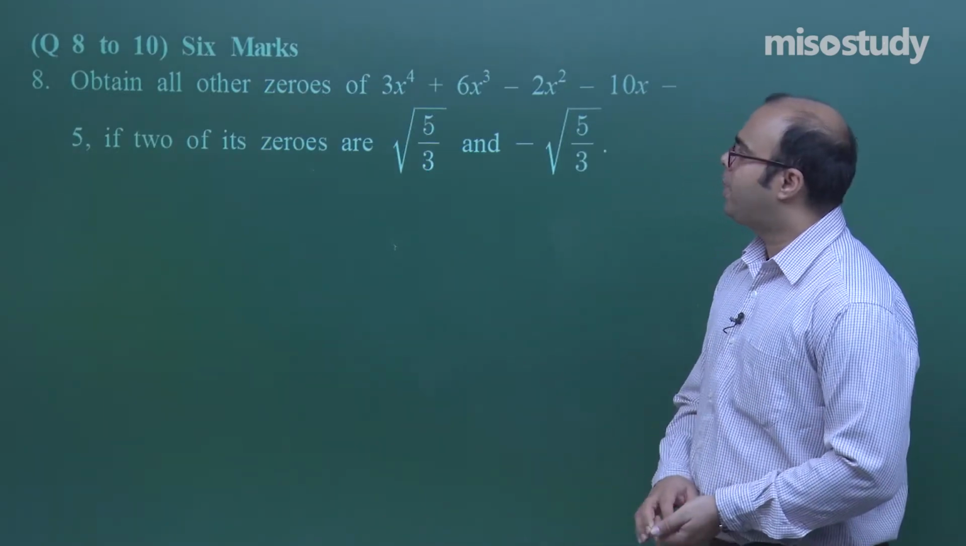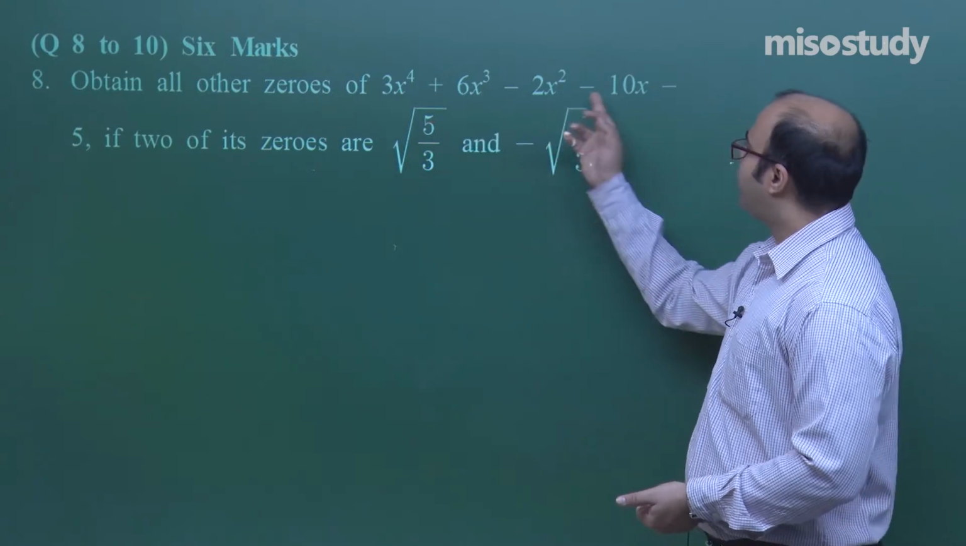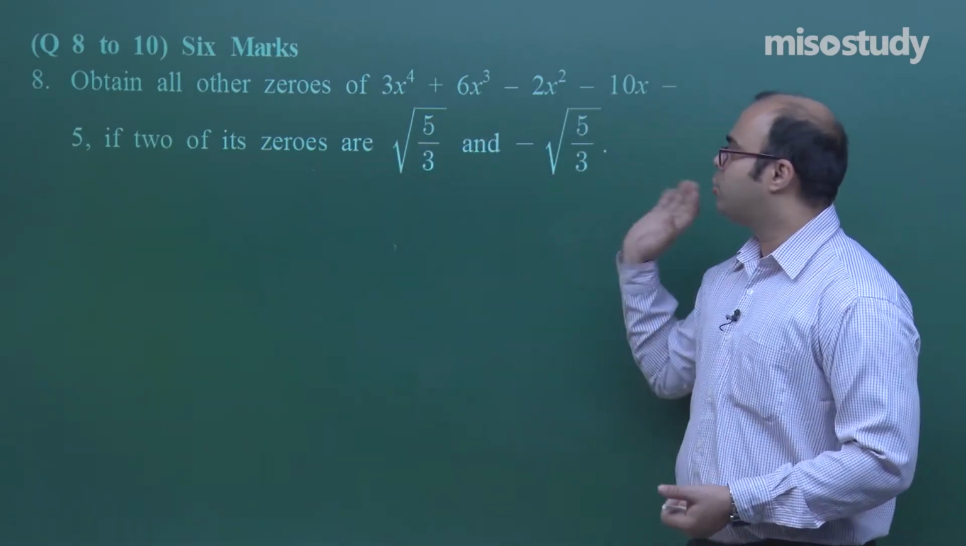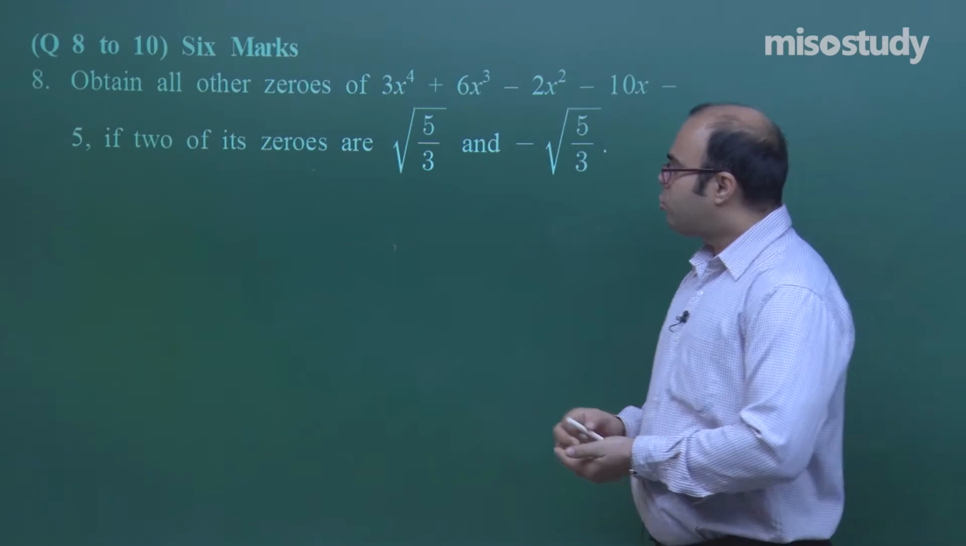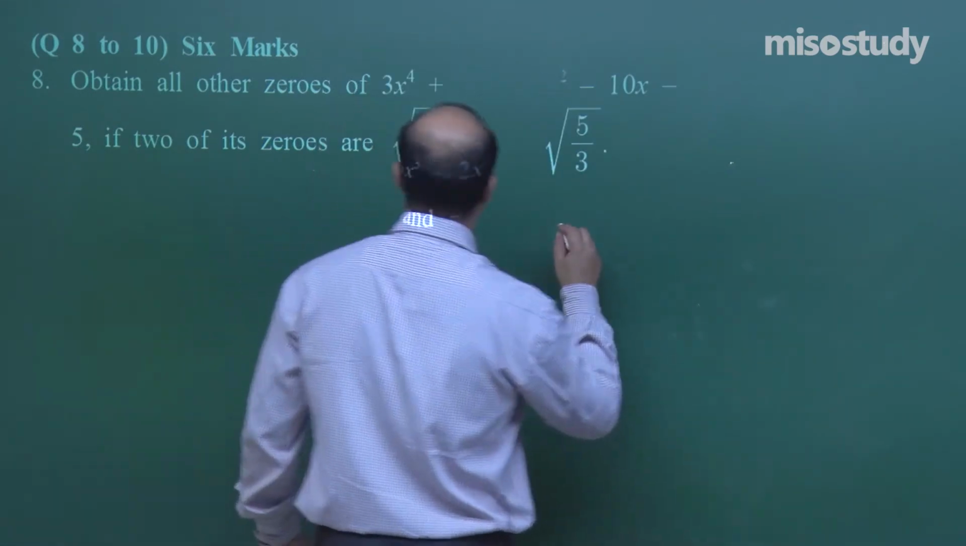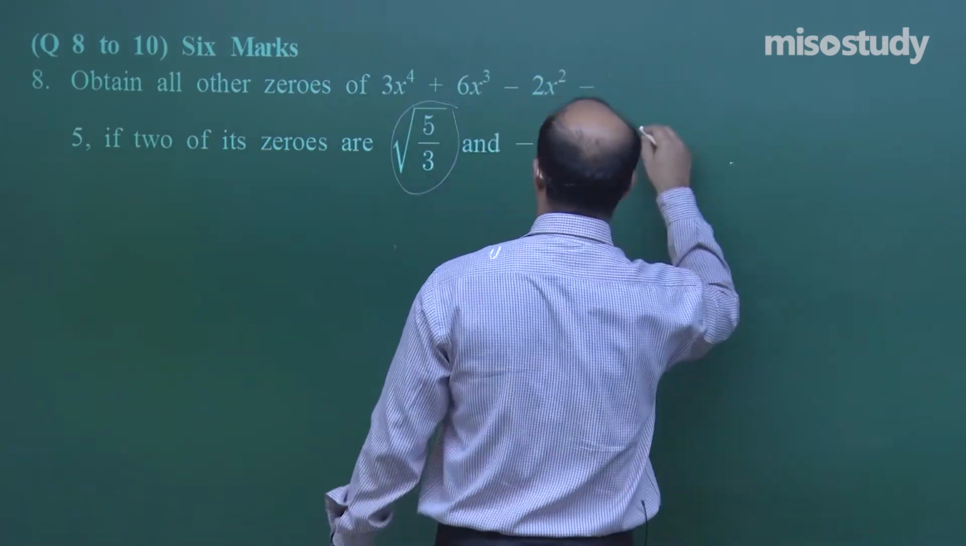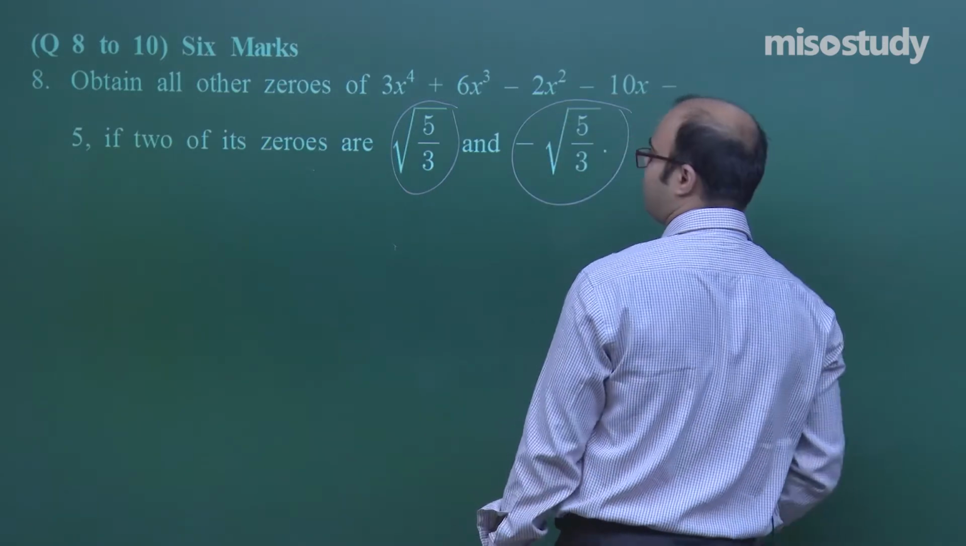Next question is of 6 marks. 8th question: obtain all other zeros of this biquadratic polynomial if 2 of its zeros are given like this. So 2 zeros are given, that means root 5 by 3 and minus root 5 by 3, these are the 2 zeros.